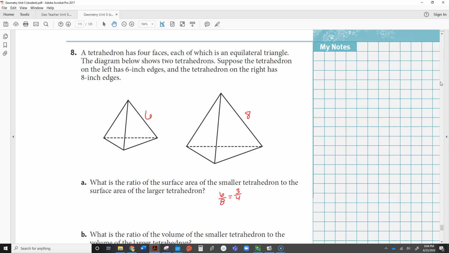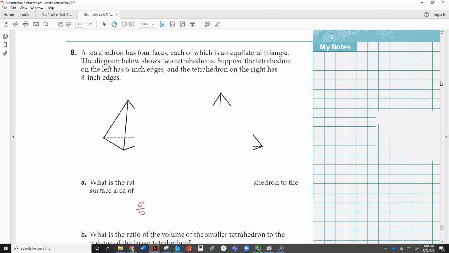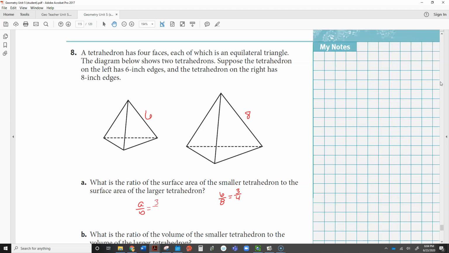3/4. So 3/4, this is small to big. So 3/4, that's the ratio. That's the scale factor. That's my A to B. Okay, so just like we wrote in the formula a while ago, A over B is equal to 3/4.